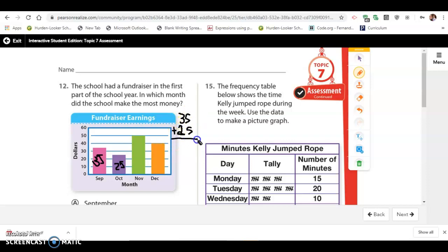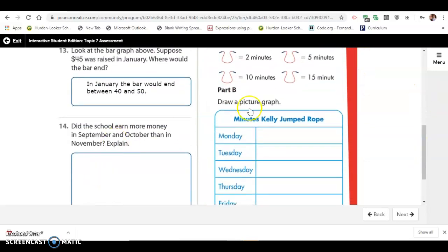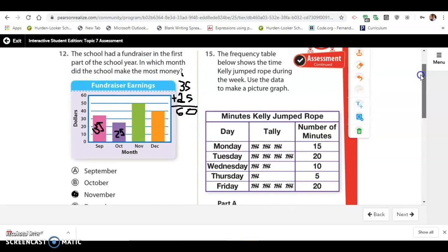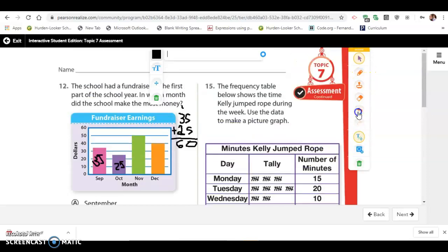So 5 plus 5 is 10. Down the 0. Carry the 1. 3 plus 1 is 4. Plus 2 is 6. That's 60. Is 60 more than 50? Yes. So they earned more. So I'm going to do text. And I'm going to say the school earned more in September and October than November.